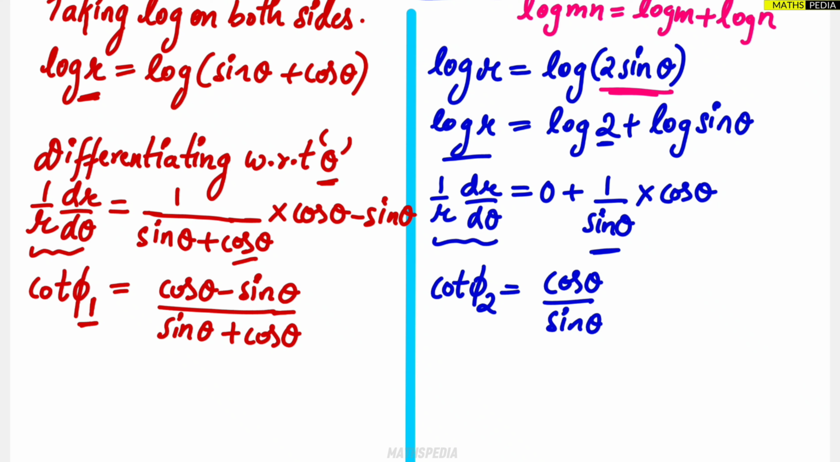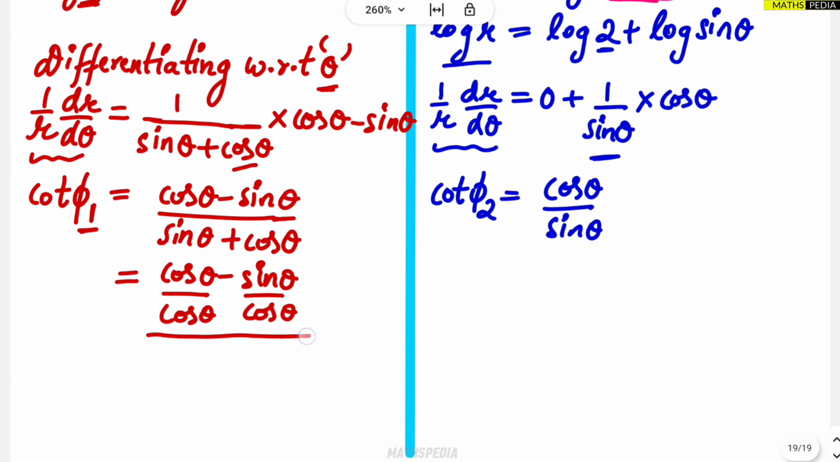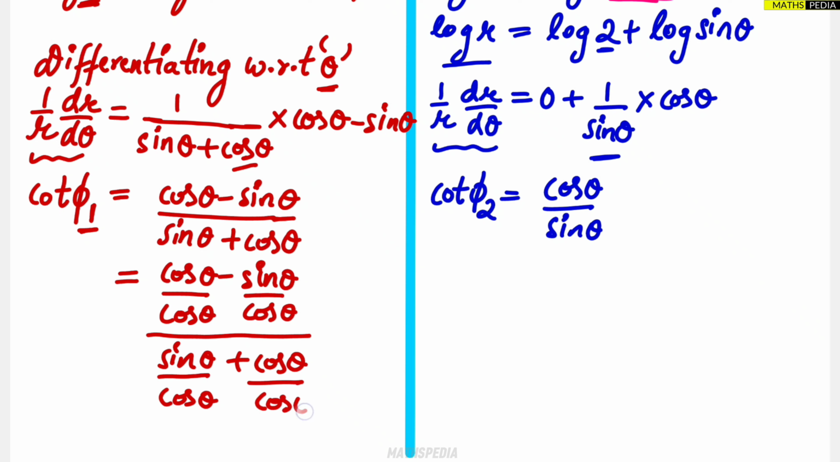This type of problem we have done previously also. What we can do here, we'll divide this by cos theta. So dividing numerator as well as denominator by cos theta: cos theta minus sin theta divided by cos theta, divided by sin theta plus cos theta divided by cos theta. There is no harm in that.